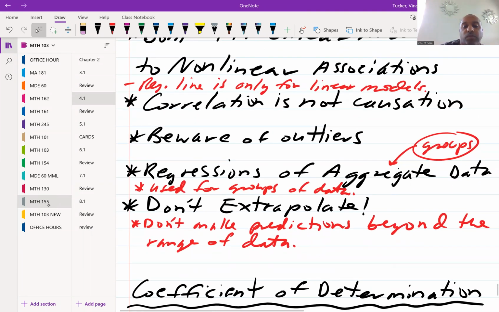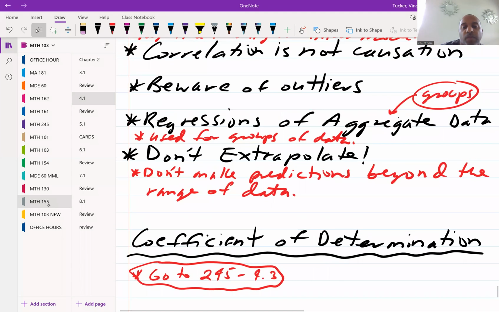All right, can I scroll up? Got one more thing to talk about, and that's the coefficient of determination. Make sure you guys are done copying before I go to the next page. Anybody still copying? I'll go to the next page. All right.